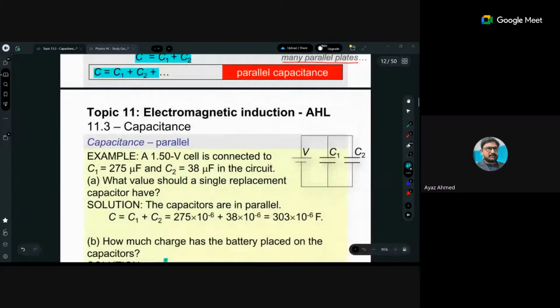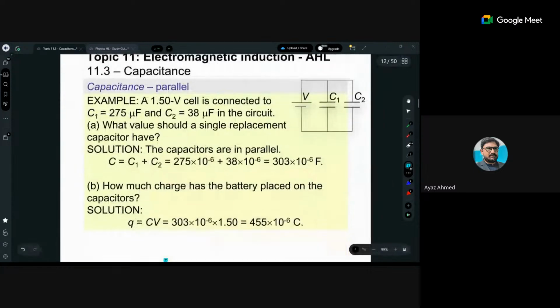Now we will talk about some examples. For example, a 1.5 volt cell is connected to a 275 microfarad capacitor and a 38 microfarad capacitor. They are connected in parallel with each other. Calculate the combined capacitance. So you have to add them both. It would become 275 plus 38, I mean 303 times 10 to the power minus 6 farad.